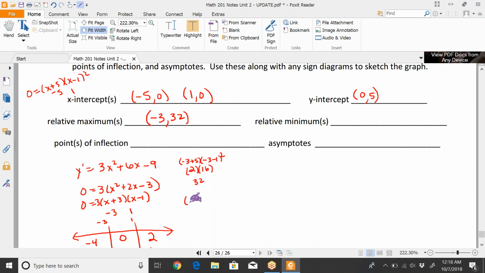To find the minimum, we want to plug +1 into the function, which comes out as a 0 for this guy. Which you should have already seen. We already had this point before, so it's going to be that x-intercept.